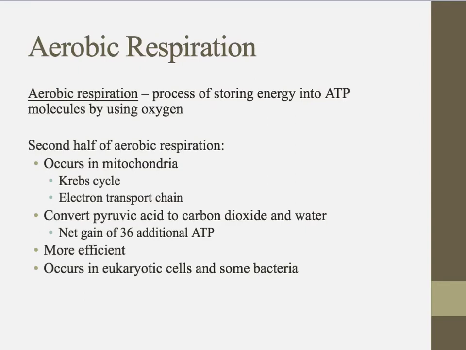Aerobic respiration is the process of storing energy into ATP molecules by using oxygen. In aerobic respiration, there are 2 additional steps after glycolysis. These 2 additional steps are called the Krebs cycle and the electron transport chain. Both occur in the mitochondria. These processes convert pyruvic acid molecules from glycolysis into carbon dioxide and water and give the cell a net gain of 36 ATP molecules. Because of this, aerobic respiration is the most efficient type of cellular respiration.